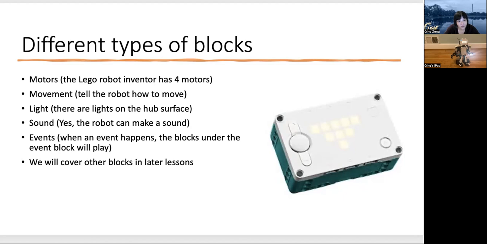And there are blocks controlling the light, and there are blocks controlling the sound. You see the light on this hub, and they also can make some sounds. There are also event blocks. When the event happens, the block under the event block will play. We'll cover other blocks in later lessons.